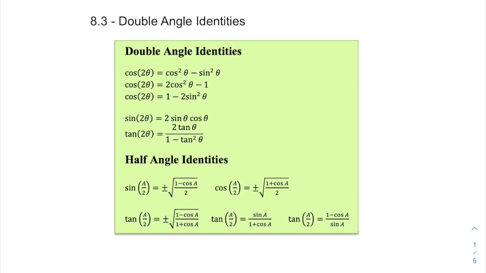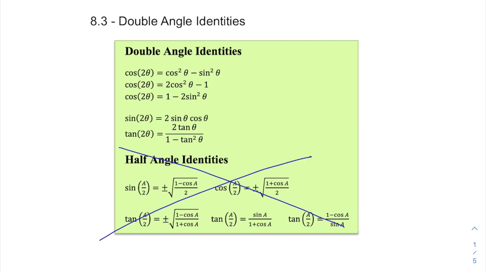Our topic for today is talking about our double angle identities. So what happens if I'm taking the sine, cosine, tangent of an angle that is twice the size? So it's no longer theta, but it's 2 theta. We are not going to talk about these half angle identities. So I'm just going to cross those out for right now. We're not going to talk about them at all this year because of time.